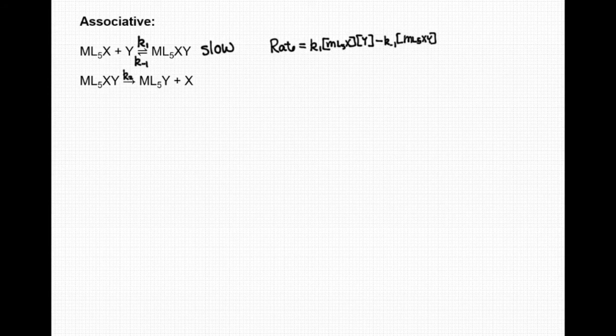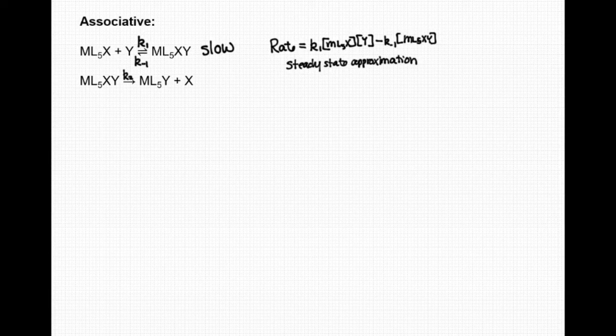Okay, now in a rate law, we really only want the concentrations of the reactants because we can't really control the concentration of the intermediate ML5XY. So we're going to rearrange our rate law in order to get rid of the influence of that second term. And the way that we're going to do that is we're going to make the steady state approximation. The steady state approximation says that the concentration of ML5XY is a constant throughout the whole reaction. So basically, we make some and it is consumed as fast as it's made.